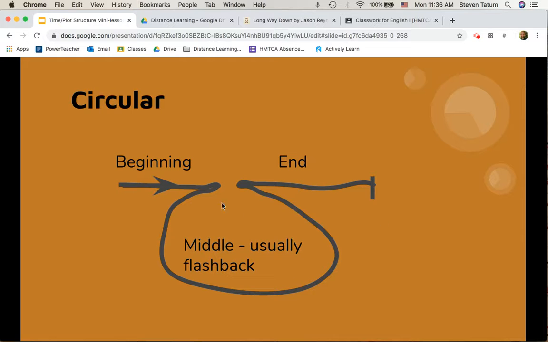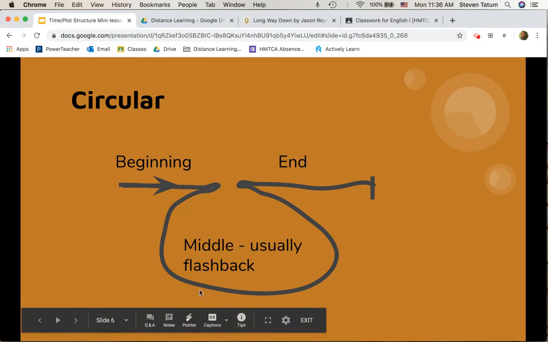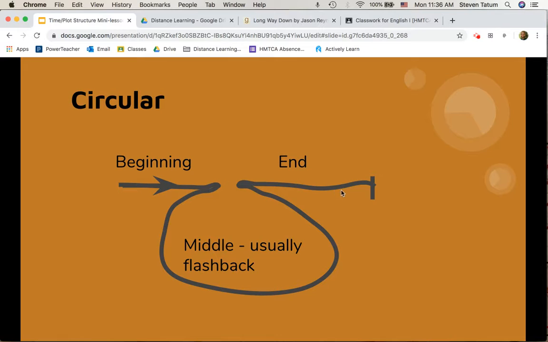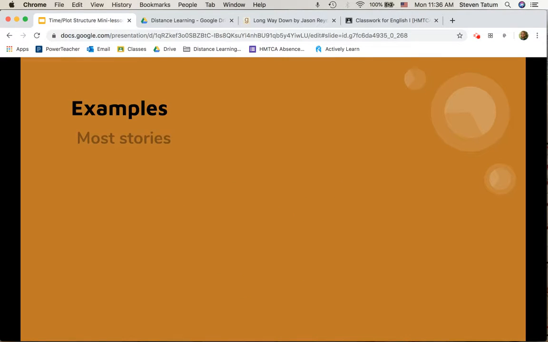Here's my little diagram for circular structure, starting at the beginning of a story, and then, let's figure out how we got here. Long flashback in the middle, and then the end winds up back where the beginning started, and we find out what happens. All right, here's some examples.